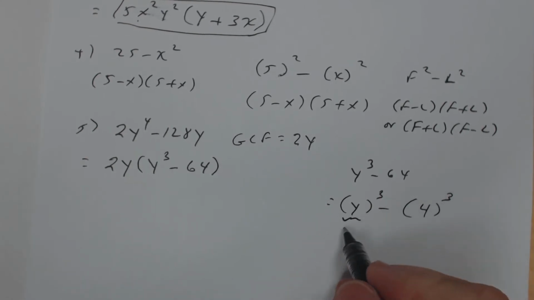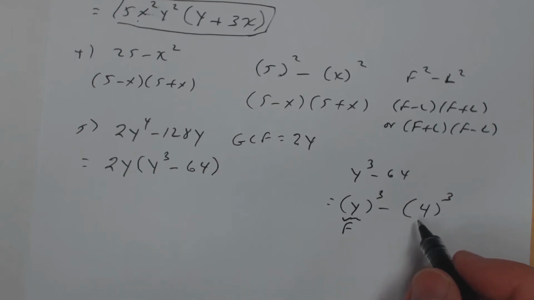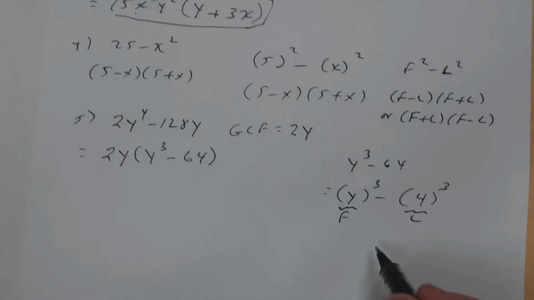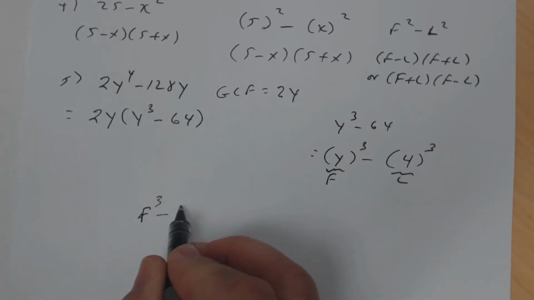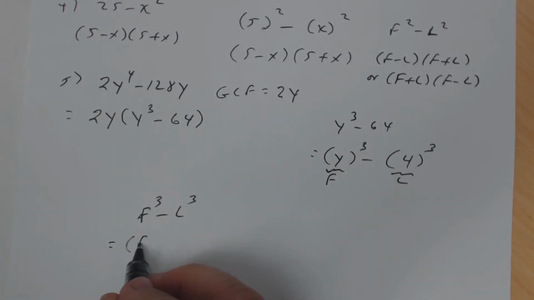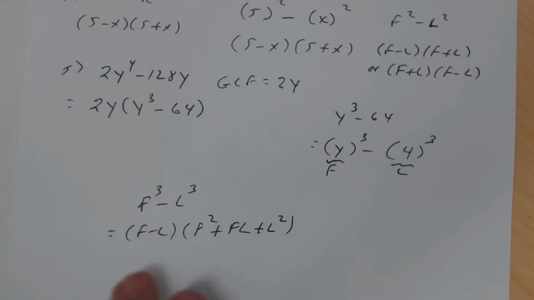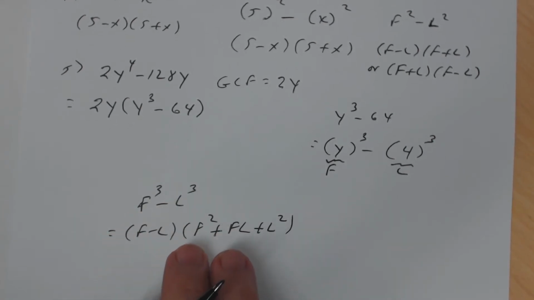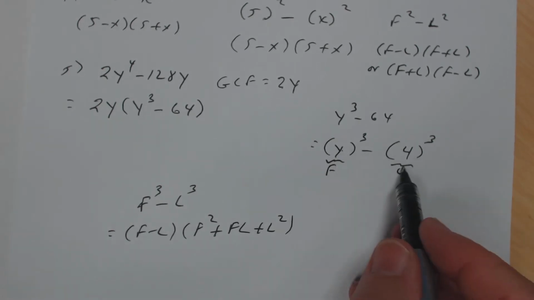So when we factor this, remember we're going to think of this y as the letter F, as the first, and then the 4 as the L. Because in the formula, we used F cubed minus L cubed. So remember the difference of two cubes: that's going to be F minus L times F squared plus FL plus L squared. So that's how you factor the difference of two cubes. So now come back over here. Remember F is y, L is 4.